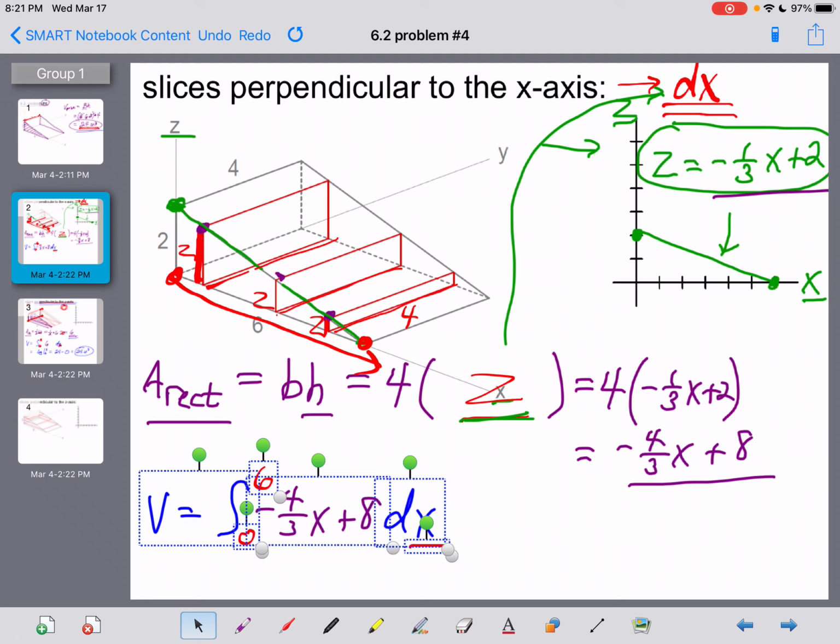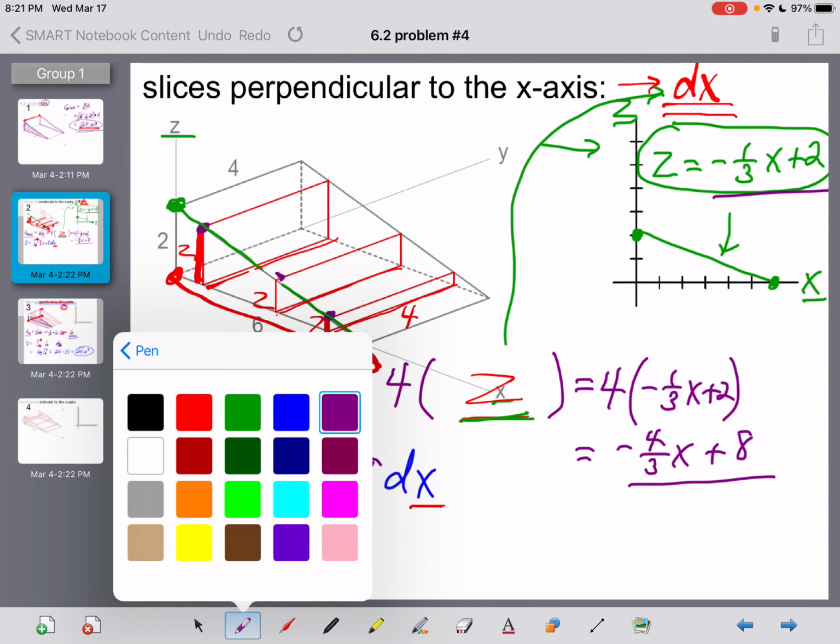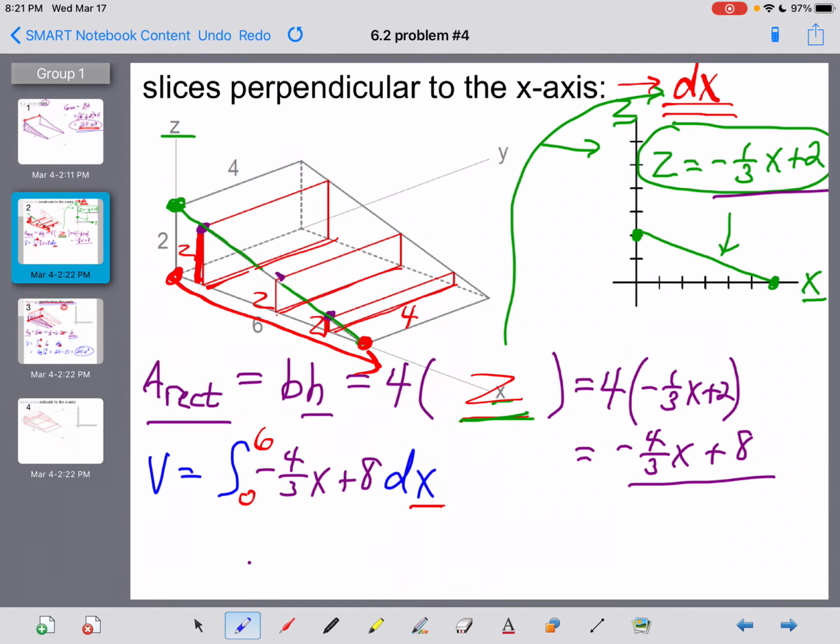Let's see if we can slide that around just a little bit. That took up less room than I thought it would. I'm going to move that up just a little. Let's go back to blue here. There we go. Volume equals... I've got a good feeling the answer is 24, or at least I hope so.